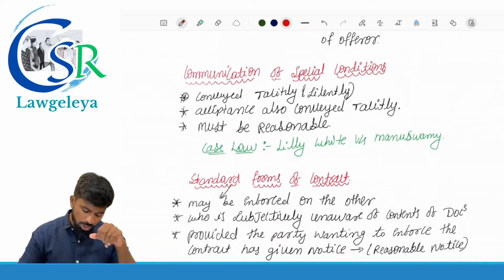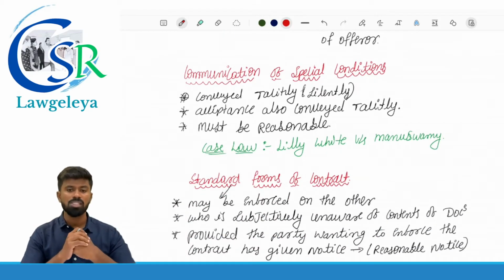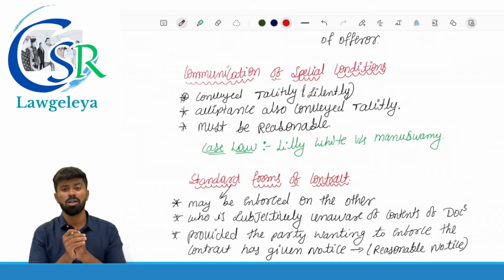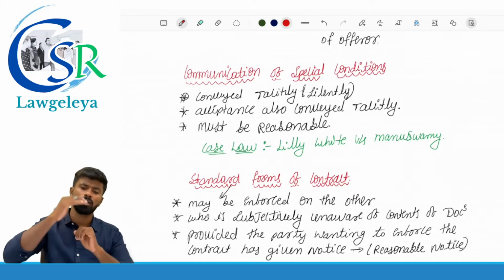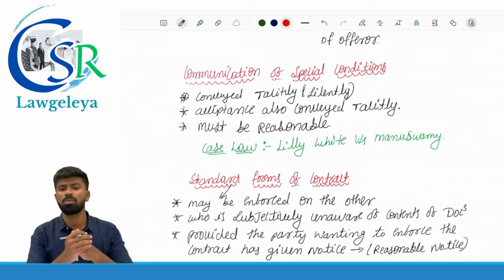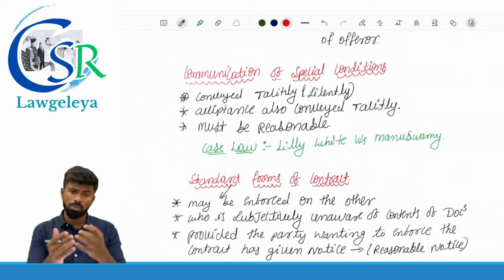Communication of special conditions, important. What are special conditions, sir? The conditions which are conveyed tacitly are called special conditions. For example, in a railway ticket or air ticket there are conditions mentioned on the backside, which are conveyed to the other person silently.